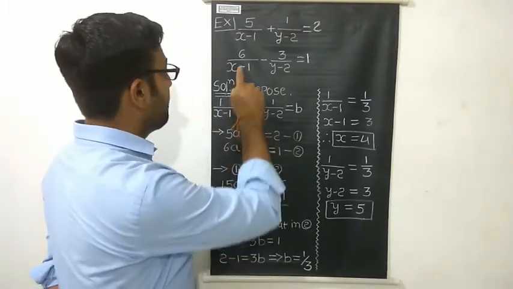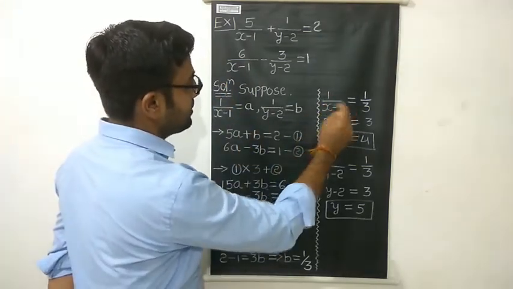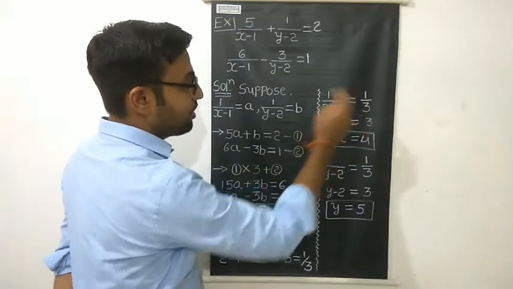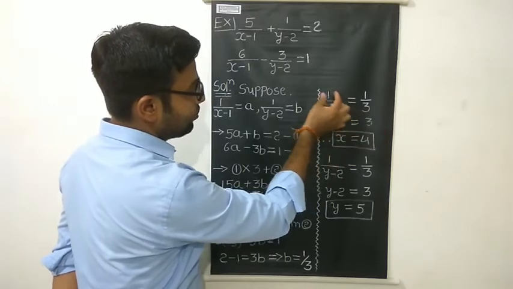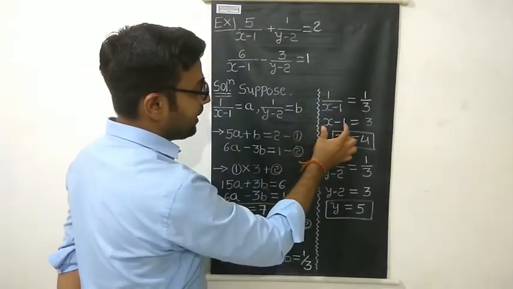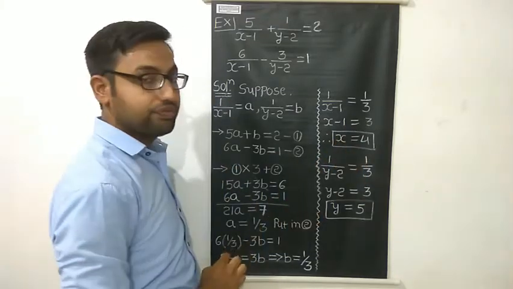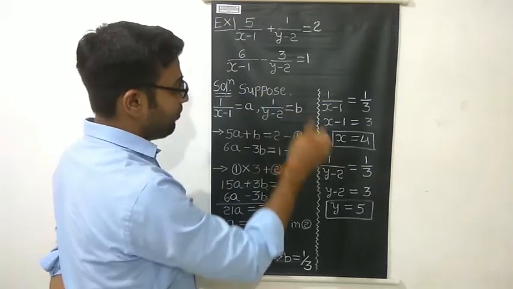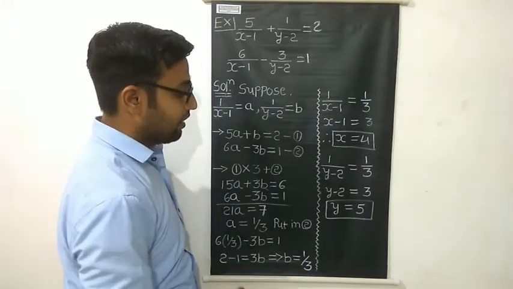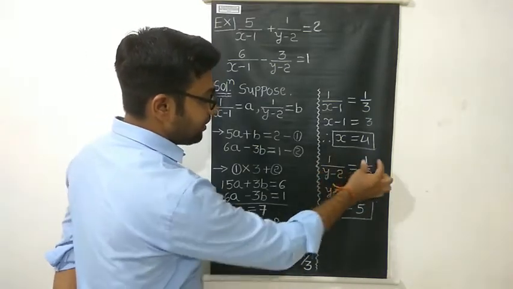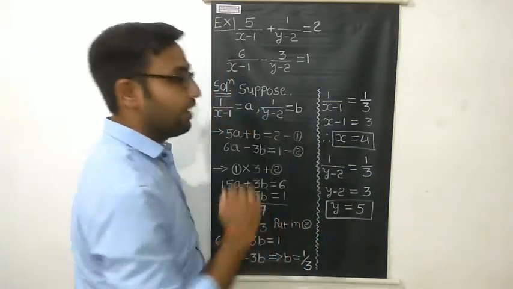Now we know that 1 upon x minus 1 is equal to a. So here 1 upon x minus 1 is equal to a is equal to 1 upon 3. By taking this to the numerator, or simply by taking this to here and this term to here, we will get x minus 1 is equal to 3. So x is equal to 4. Okay. The same way 1 upon y minus 2 is equal to b, and b is equal to 1 upon 3. So by taking this 3 here and y minus 2 here, we will get y minus 2 is equal to 3 and y is equal to 5.